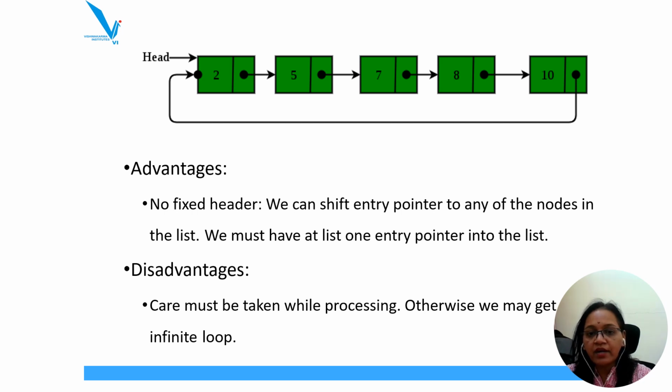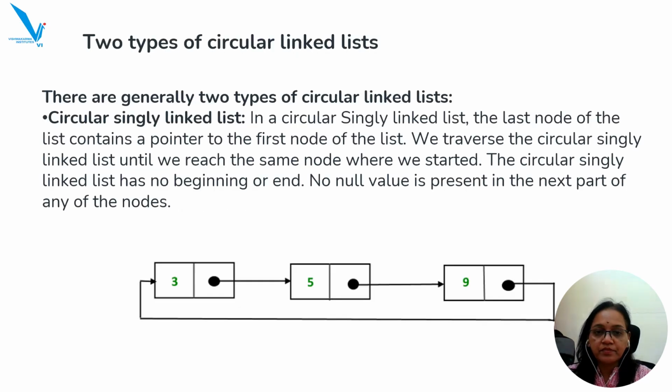We must have at least one entry pointer into the list. Head can point to any node and it can become the first node, but at least one node should be the first node in the list. You must have at least one node. What is the disadvantage? Care must be taken while processing, otherwise we may get into an infinite loop. If you don't properly adjust the pointers, then you might get stuck in an infinite loop while processing the circular linked list.